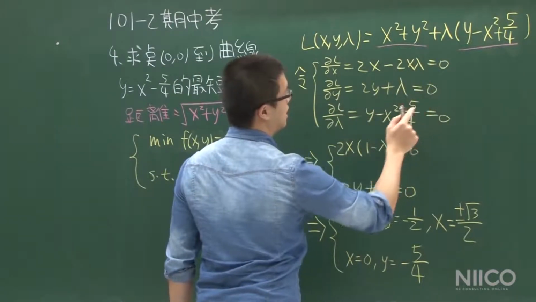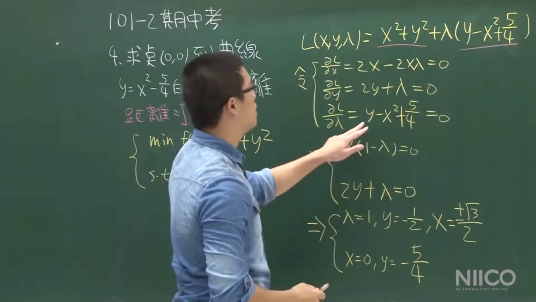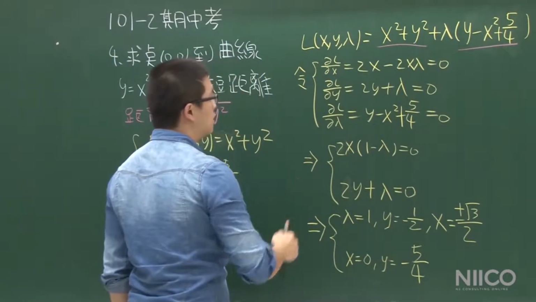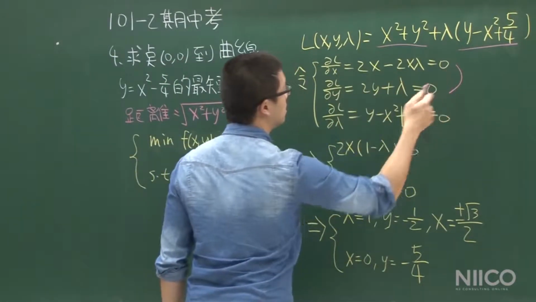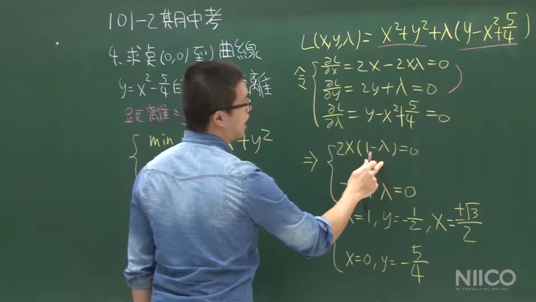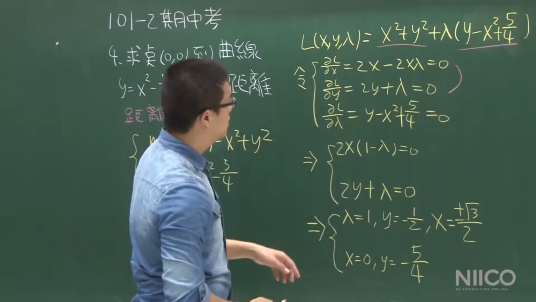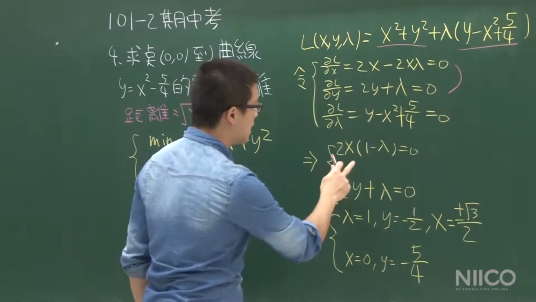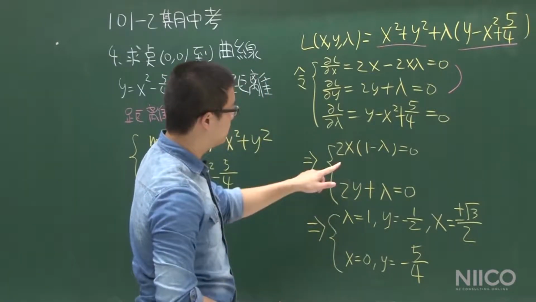Anyway, we can see that partial L over partial x is equal to 2x minus 2x lambda, and partial L over partial y is 2y plus lambda. And then partial L over partial lambda would be y minus x squared plus 5 over 4. So from the first two equations, we get 2x times (1 minus lambda) equals 0, and 2y plus lambda equals 0.